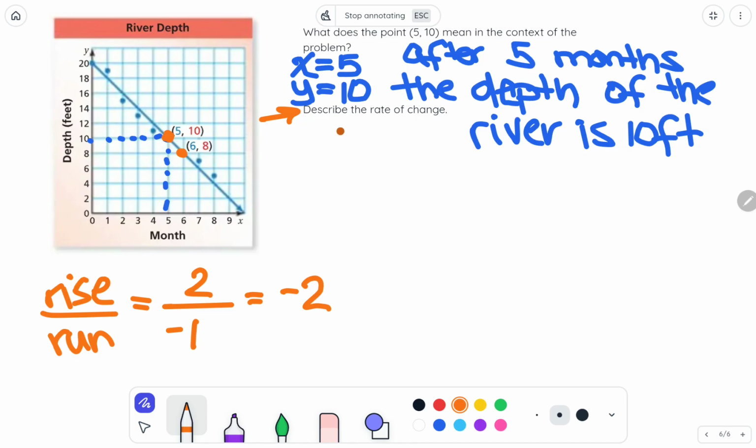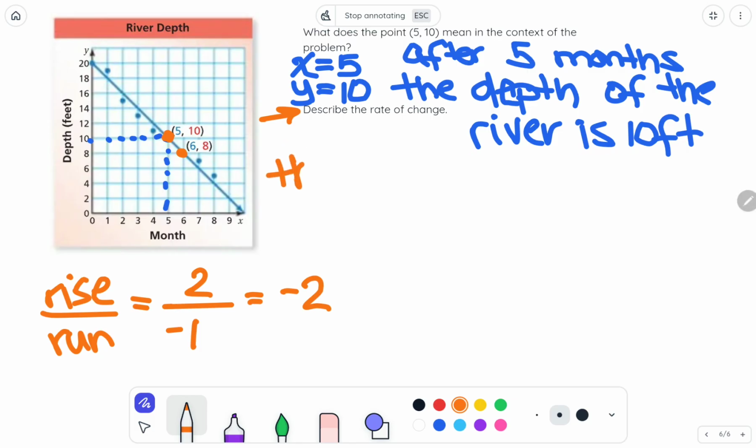And if we wanted to describe it, our slope is -2. What it means is that for every month you increase, the depth of the river changes by -2. Okay, or it goes down by 2 feet. So every month the river goes down by 2 feet. The depth decreases by 2 feet. So how could we say that using really nice, clear, and concise math language? We could say something like the depth of the river decreases by 2 feet per month.